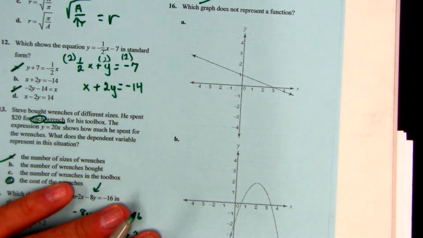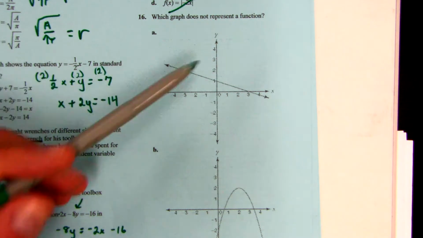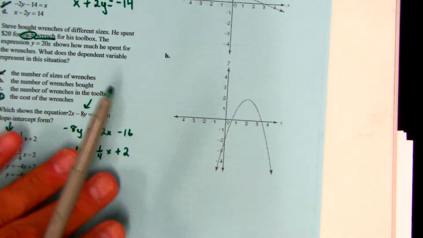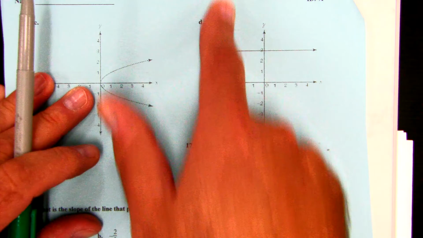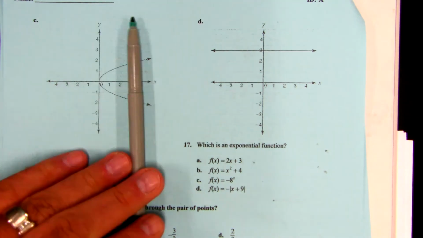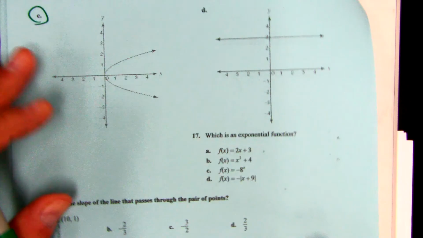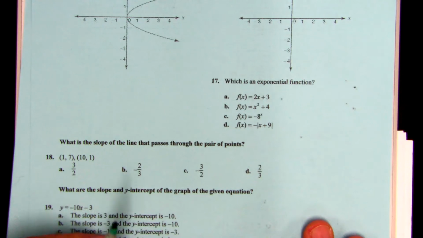Which graph does not represent a function? Well, this is a function because it passes the vertical line test. This is a function. It passes the vertical line test. Turn the page. This is a function. It passes the vertical line test. This one does not pass the vertical line test. This one is not a function. Why? Because it doesn't pass the vertical line test.